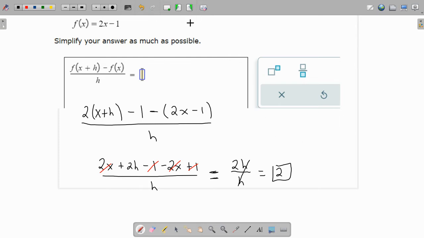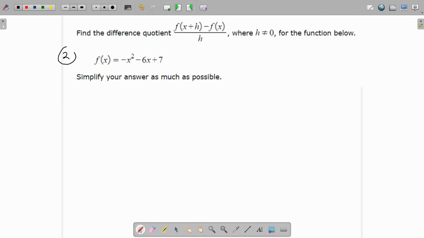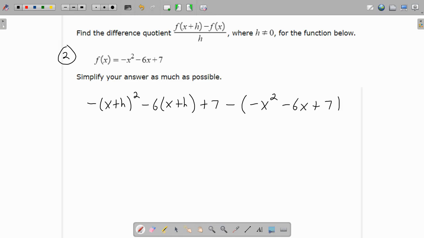All right. Let's try one more problem that's a little more difficult. So this is problem 2. This is going to be a bit more work because now we have a quadratic. We're going to have to FOIL. So first step, we have a negative. We're going to plug in x plus h for all x's. Negative x plus h squared minus 6 times x plus h plus 7 minus the original function, negative x squared minus 6x plus 7, all over h.